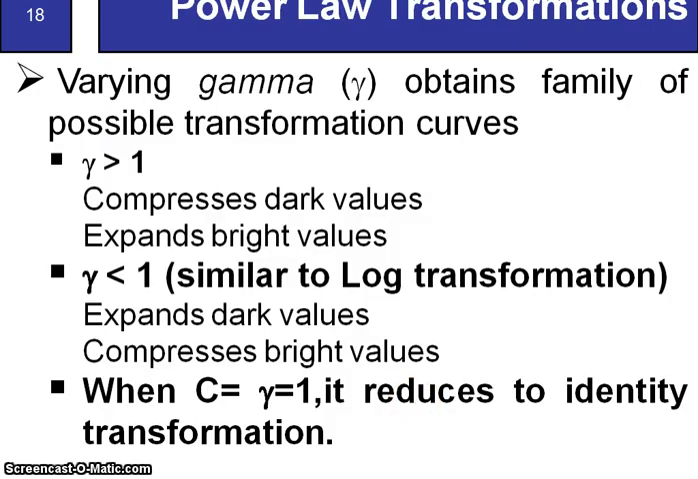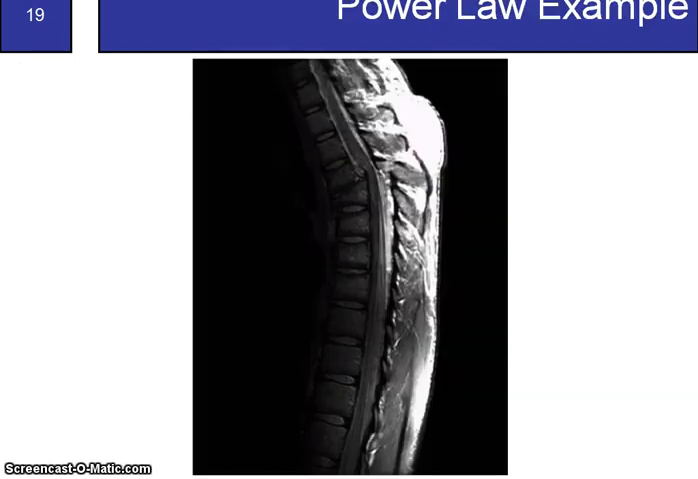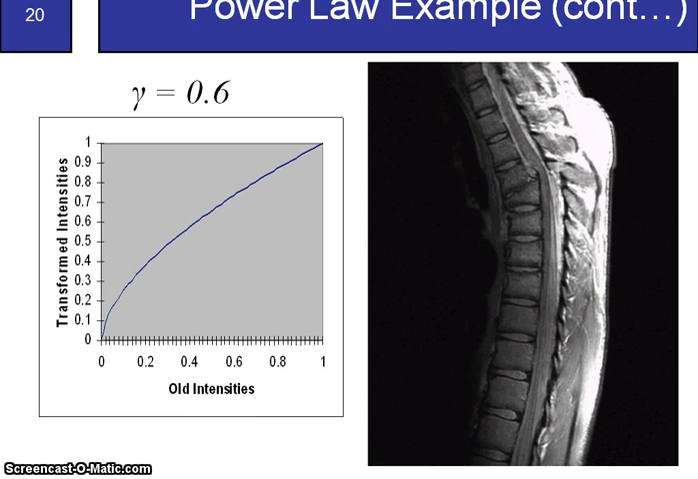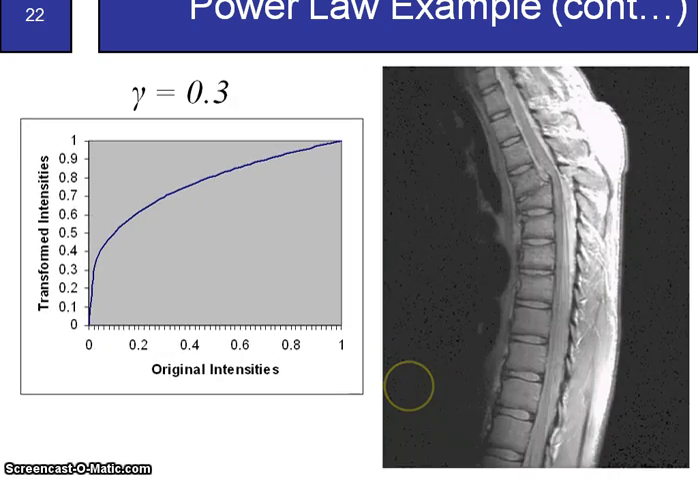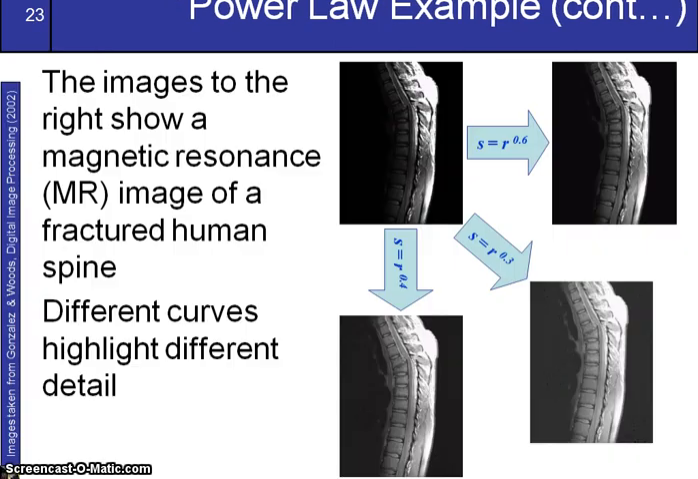When gamma is greater than 1, we are compressing dark values and expanding bright values. When gamma is less than 1, we are expanding dark values and compressing bright values. These are the examples. This is the original image, and this is when gamma is 0.6. See the contrast level: as we decrease the gamma value, the contrast level increases. These are the 3 results for different gamma values.